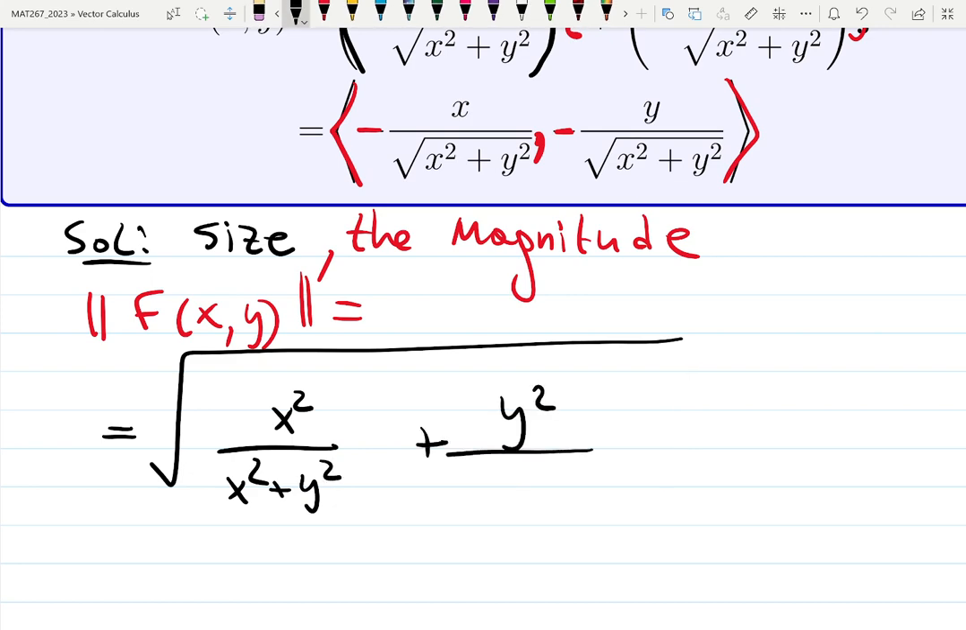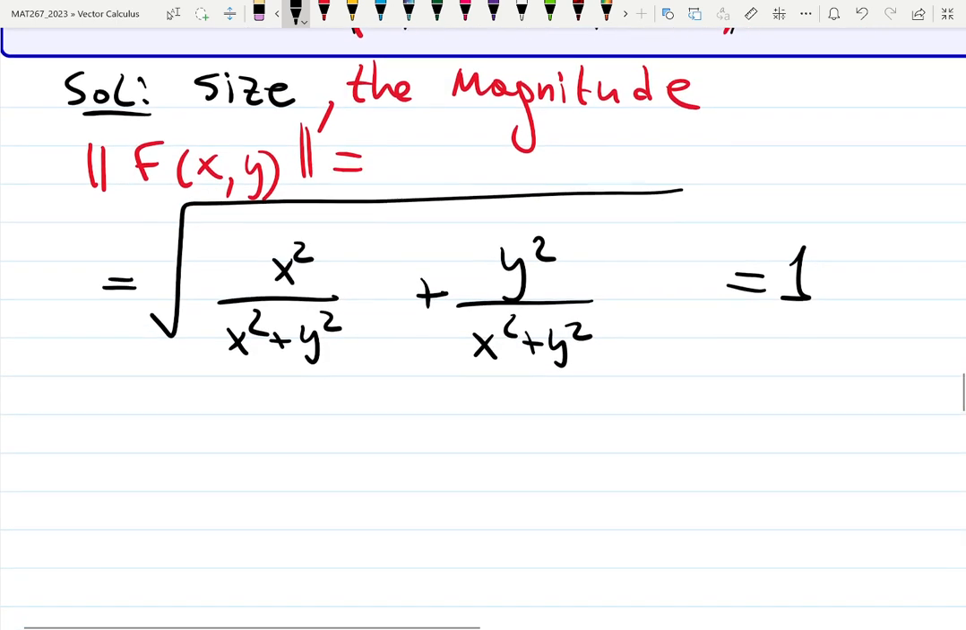And y squared over x squared plus y squared. What do you think the answer is? Now the denominators are the same, so it's going to be x squared plus y squared over x squared plus y squared. It will give you 1. Oh, so all those vectors have size 1.